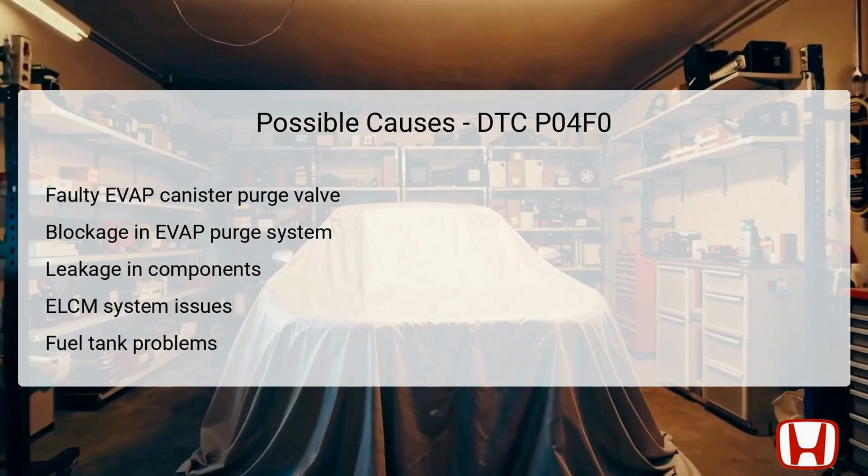The possible causes behind DTC P04F0 typically revolve around the malfunctioning of the EVAP components. First, the EVAP canister purge valve may be faulty, which directly impacts how fuel vapors are managed. Any blockage in the EVAP purge system could hinder vapors from moving effectively, leading to erroneous readings by the PCM. Leakage in any part of the system, such as the connections between the fuel tank and EVAP components, may also contribute to incorrect flow measurements.